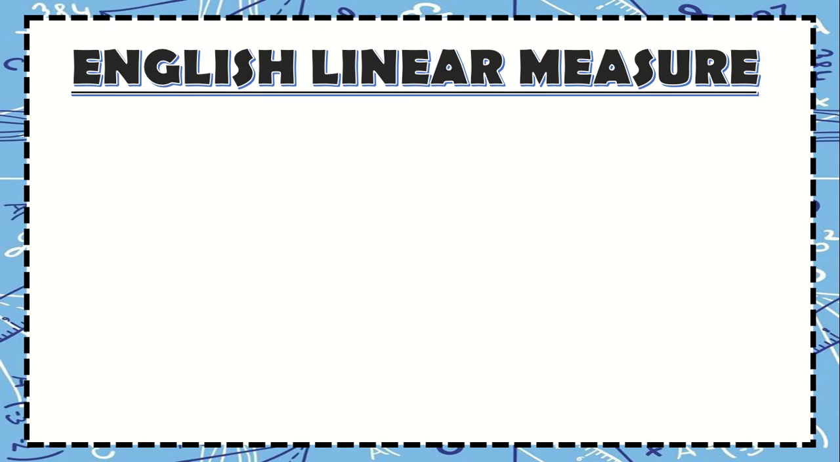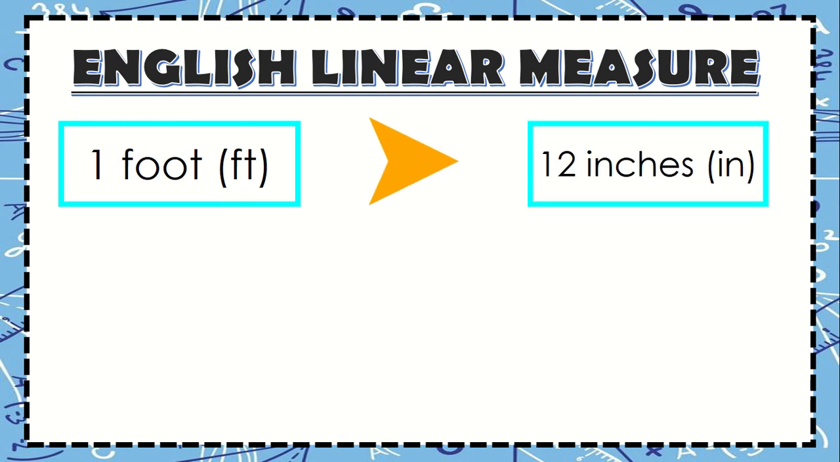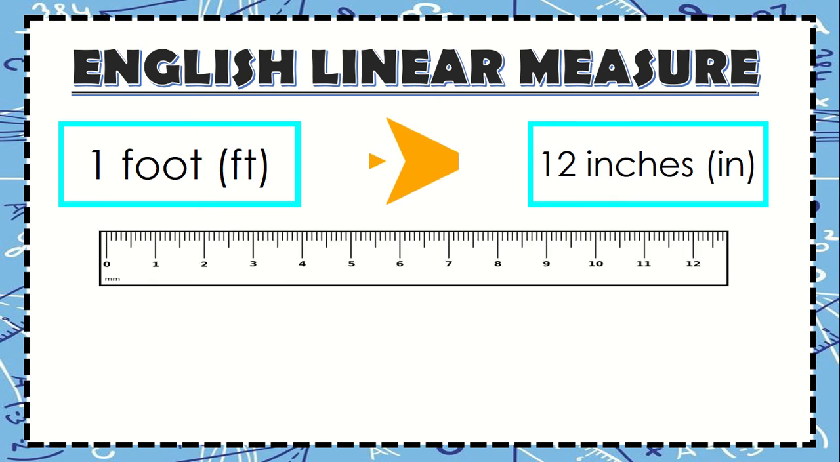First, under English system of measurement, we have English linear measure. We have here 1 foot. So 1 foot is equivalent to 12 inches. Kung ang 1 foot ay equivalent ng 12 inches, we use ruler in measuring foot or inches kapag malilit lang ng mga bagay just like notebook or mga libro.